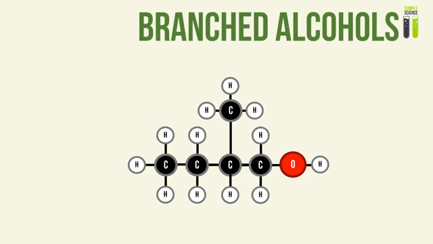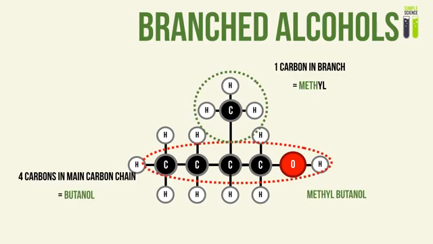In this case, this is a branched alcohol whereby there is a methyl branch, with one carbon in its branch. When we look at the way it's named, like in the previous types of molecules, we have one carbon in the branch and a main carbon chain of four carbons. So the main carbon chain has the suffix name of butanol and the prefix is the name of the branch. That is the methyl branch attached to a butanol molecule. So this whole branched alcohol will be named methyl butanol.